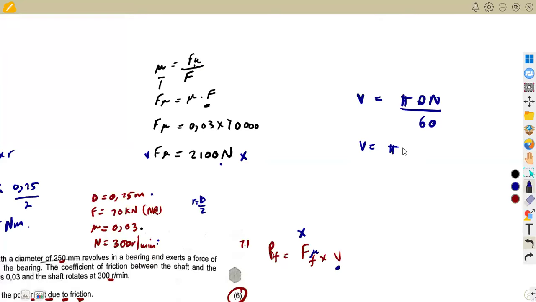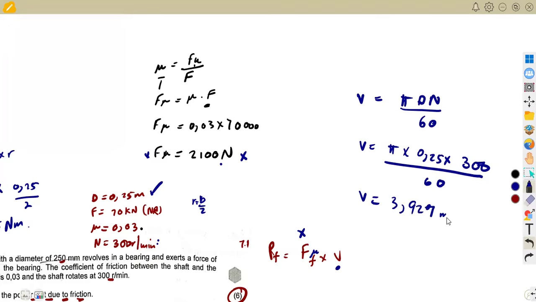Okay, let me just calculate it. I was just thinking of putting it into the formula. So the diameter is 0.25 in meters, times the speed in revolutions per minute over 60. This will give us the speed in meters per second. So that's your velocity, which is 3.927 meters per second.